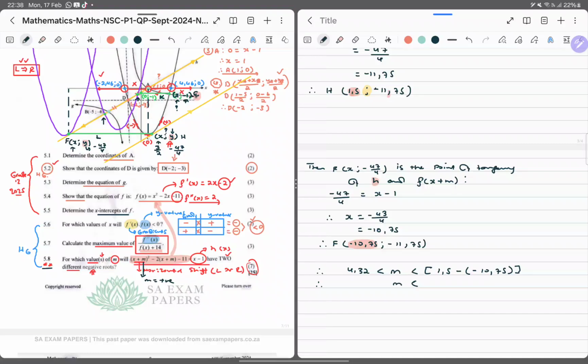You can see 1,5 essentially plus 10,75 is 12,25. And then, of course, greater than 4,32.